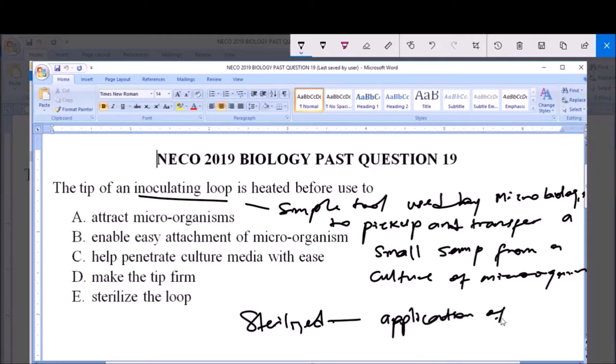Application of heat, and this is done by passing it over the flame of a Bunsen burner, and by so doing, it is sterilized. So the tip of an inoculating loop is actually heated before use to sterilize the loop. Option E is the answer to sterilize it.